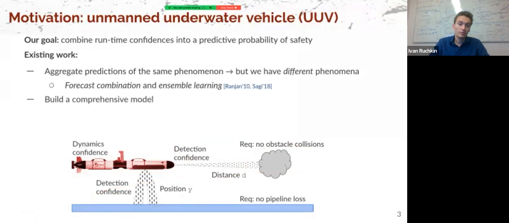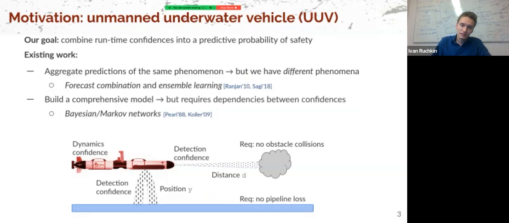Another idea is constructing a comprehensive model that would relate all the confidences and the distances and the safety outcomes to each other. For example, you could train a Bayesian network to predict safety here. The key issue with the comprehensive models is that to make them, you need to commit to some dependency model between the confidences. And if you think about it, confidences themselves are second-order, highly uncertain quantities, and it's difficult to pretend that we can figure out how dependent they are. At least it's easier to figure out the original question of the probability of safety than the dependencies of confidences. So if we want the guarantees, comprehensive models aren't necessarily the best choice.